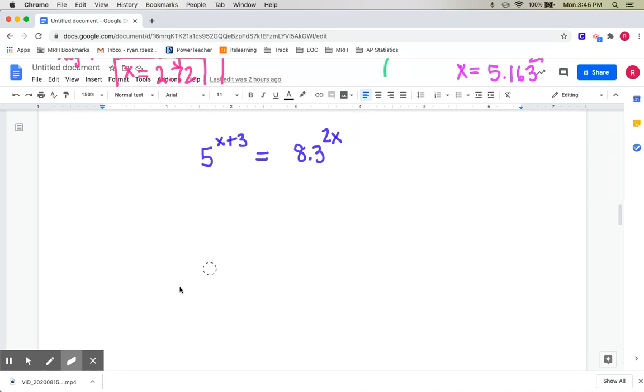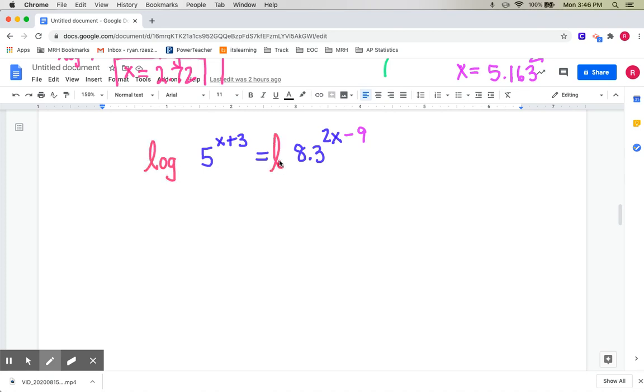This was a 2x minus 9. So in a situation like this, you can't make them the same base. 5 and 8.3 is just not going to work out. You're just going to pick one of the bases to cancel out. You have to be consistent and do the same thing to both sides.